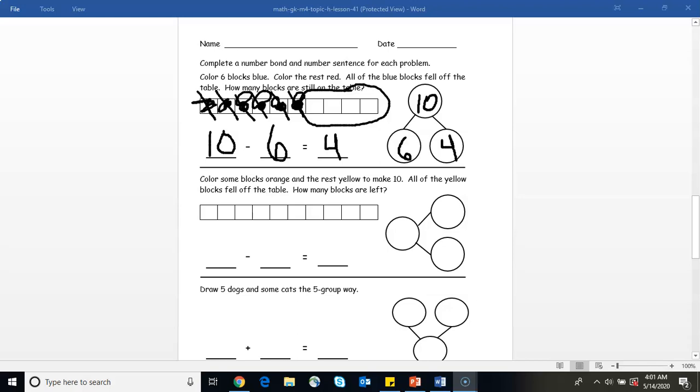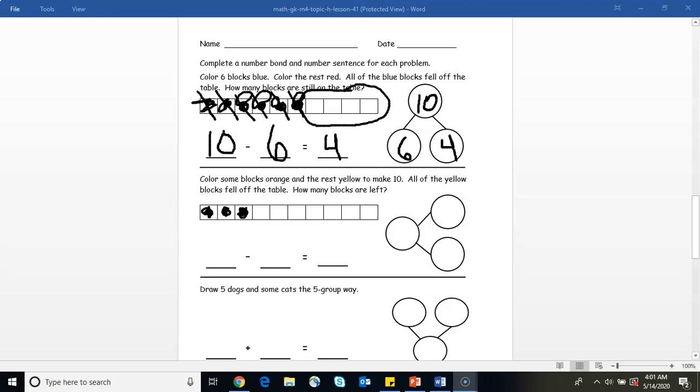Okay, so I'll do the second one with you guys too. Now again, my color is going to be black, so some blocks are orange. We'll just say mine are going to be black. And then the rest are yellow, the rest of mine are going to be white. All right, so we have to color some black, some white to make 10. Okay, so let me see, what do I want to do? All of us might have different answers. You guys can follow me or you can go ahead and make up your own. So I'm going to say, I want to color 3. I'm going to color 3 black. Okay, and then the rest I'm going to leave white.